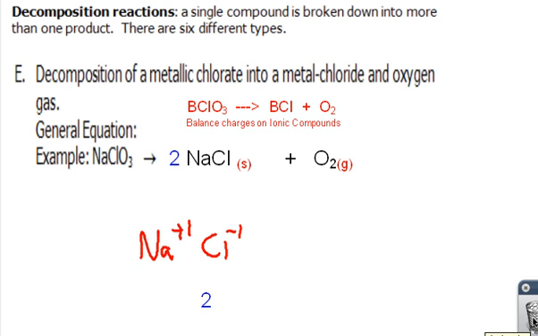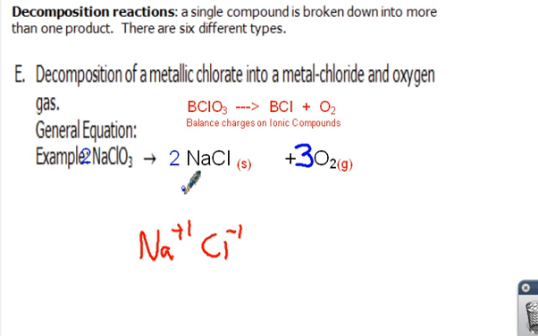When we go to balance this afterwards, let's see, how are we going to balance this one? Yeah, we've got to try to make the oxygens even. That also affected the sodium chlorides. And I need a 3 in front of the oxygen, and that would be balanced.